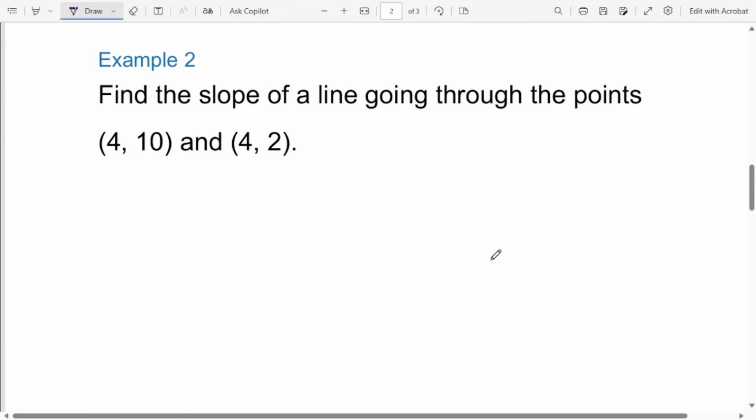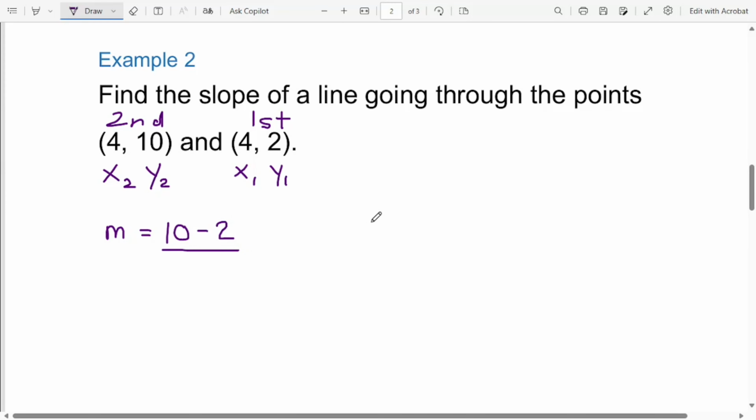Okay, in our next example, we're going to find the slope of a line going through the points 4, 10 and 4, 2. So again, we want to label our points. Let's say I want to call this one my second point, which is fine, and this one my first point, which is also fine. So I can label this as x sub 2, y sub 2, and this one as x sub 1, y sub 1. So I'm going to say the slope is equal to 10 minus 2 all over 4 minus 4.